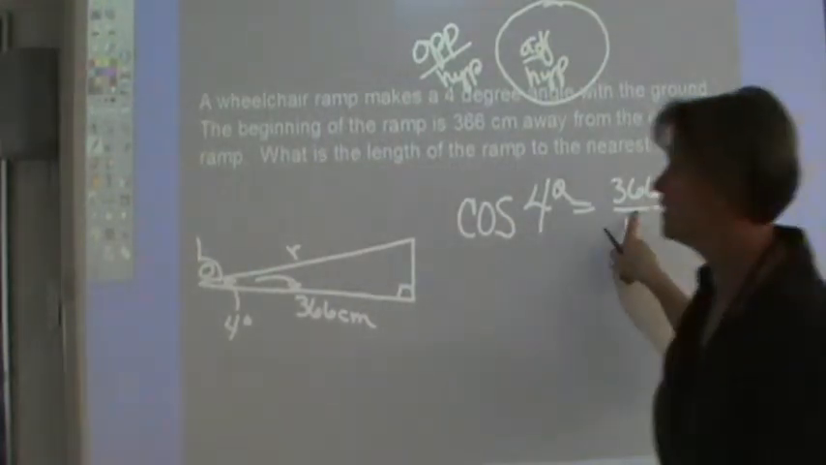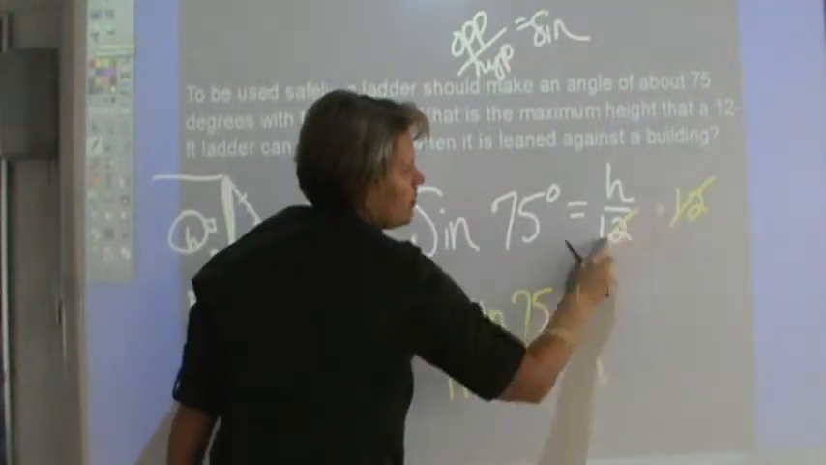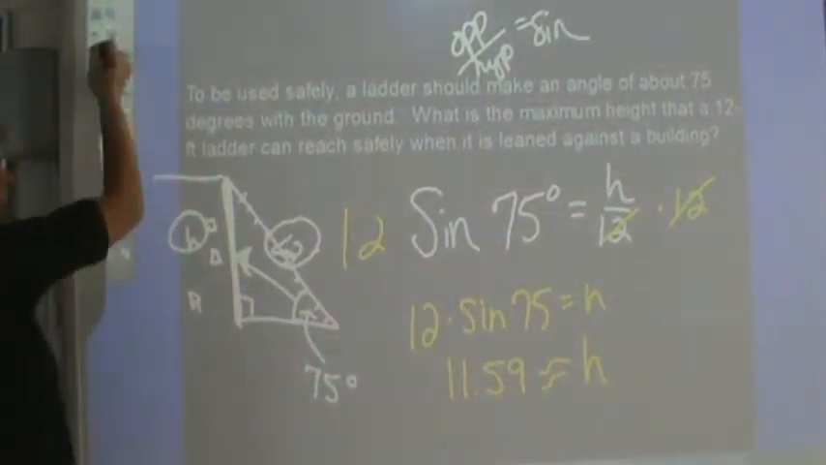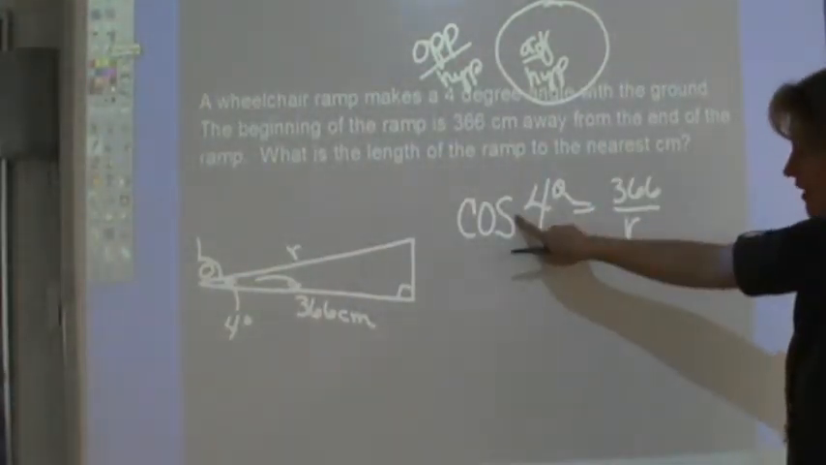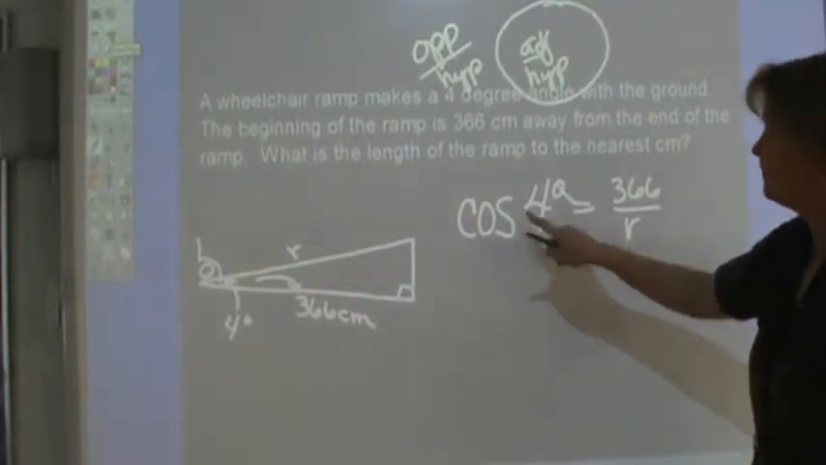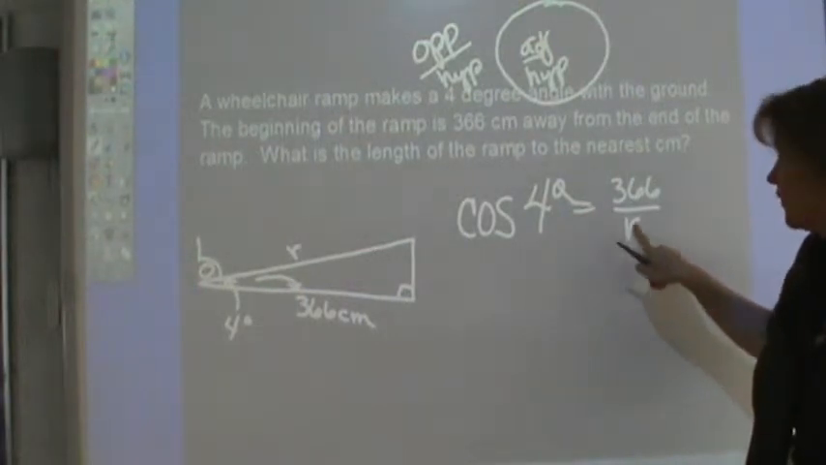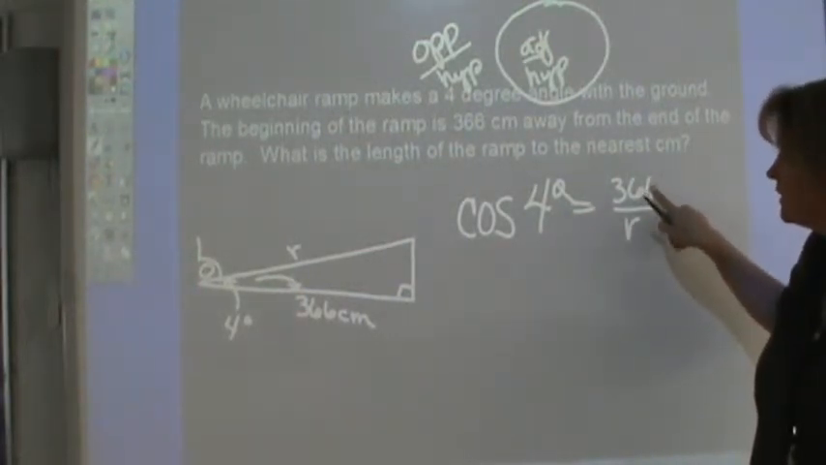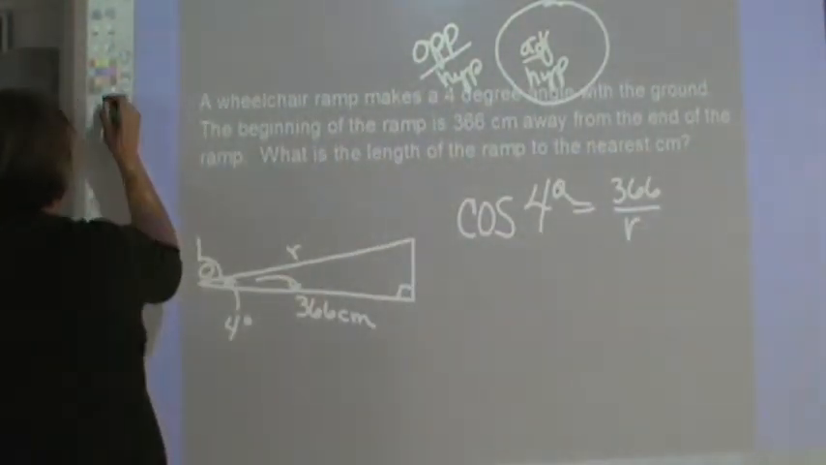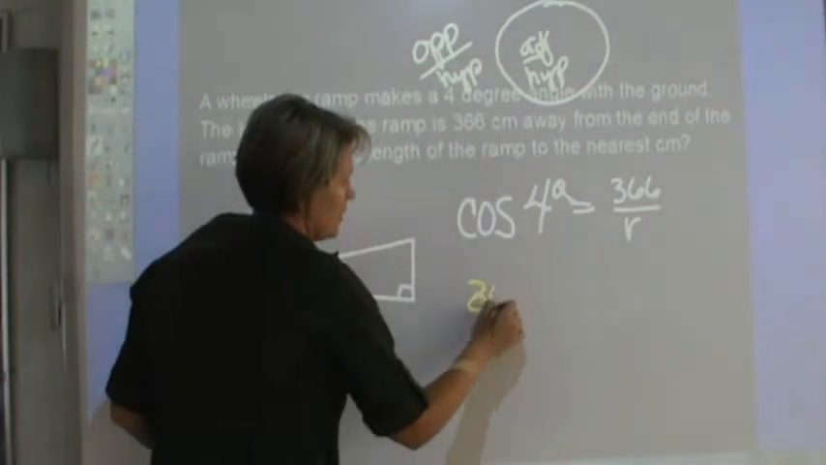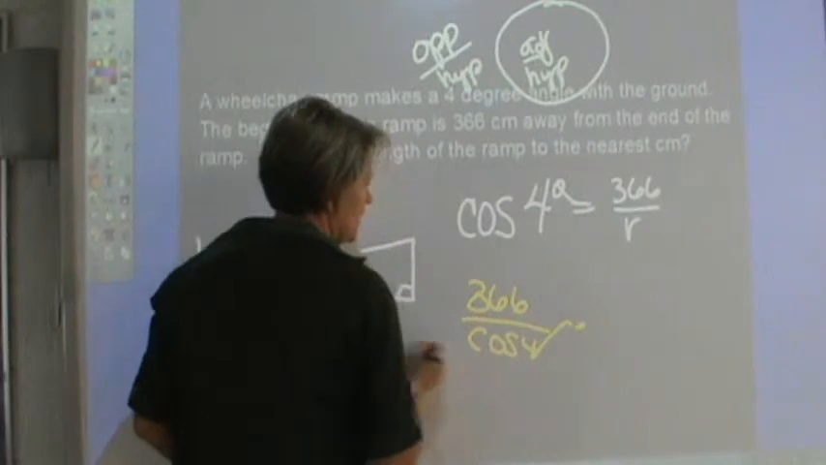Now the difference between this one and the last one: this one had the number on the bottom, so we could multiply by 12. On this one, we're going to take 366 divided by this. So if the number's on the bottom, you multiply to find your missing number. If the number's on the top, you divide. So in my calculator, I'll change my color. 366, we're going to divide by cosine of 4. And that's going to get me my r.